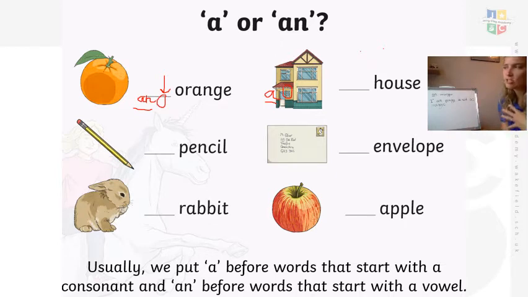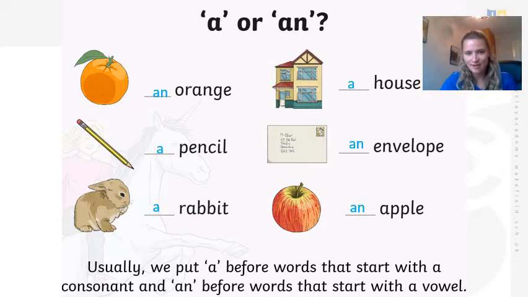Now if you were to change the sentence and put I am going to eat a delicious orange, you would put a delicious orange, because the word following a starts with the letter D. So delicious starts with a consonant, so you could just use a before it. You might want to also write a different sentence where a could be used if there's an adjective before your object. So have a go at doing that for pencil, rabbit, envelope and apple, and then we'll see if you've got that correct.